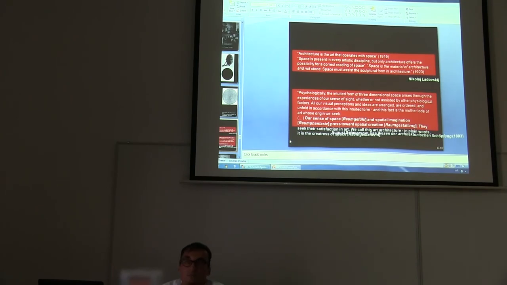Raumgestaltung is not only to translate as spatial creation, but creation of the space. The difference is where is the space? Is the space our spatial intuition, or is there space out there, a void, a container, preexisting? So the difference of these two definitions is that the first one is written by an architect, and the second one by an art historian. An art historian analyzes, and an architect operates in space. This is my interpretation of this.